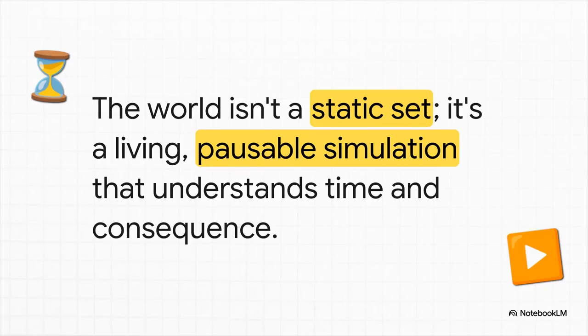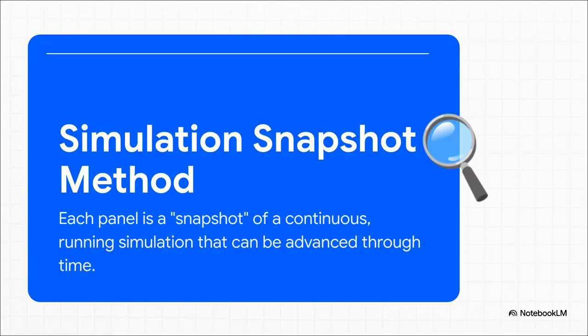The huge breakthrough here is realizing that the world can't just be a static 3D set. It has to be a living, breathing simulation that you can pause at any moment. It needs to be a world that understands time and consequences. That's the only way to get true sequential action. And the way they do this is called the simulation snapshot method.